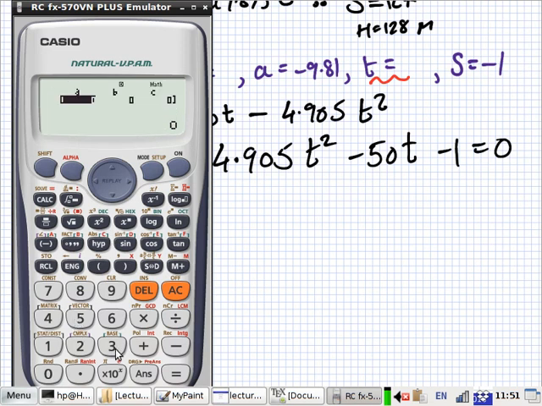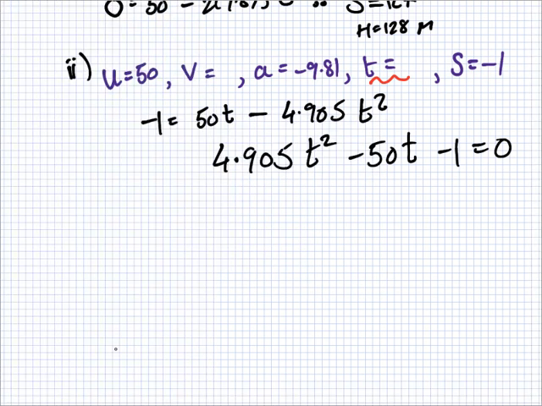Mode 53. You can type in 4.905, enter. Minus 50, enter. Minus 1, enter, or equals. And we get two answers for T: 10.2 or minus. Okay, not the minus. So, the answer for T is 10.2.